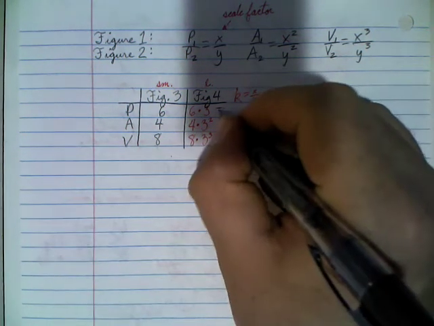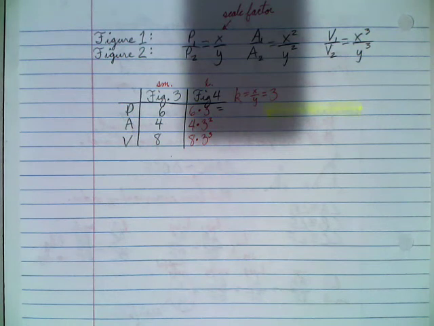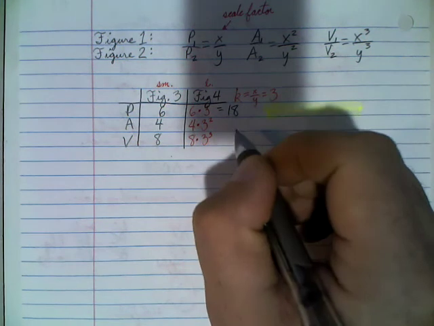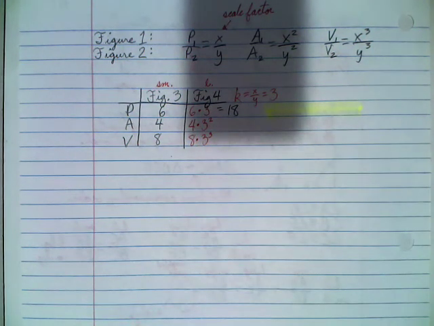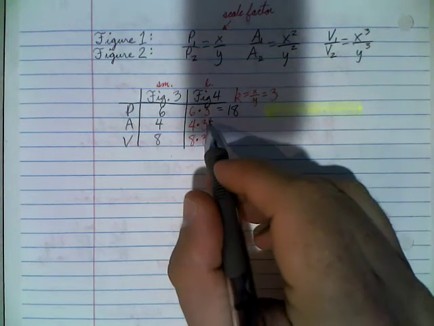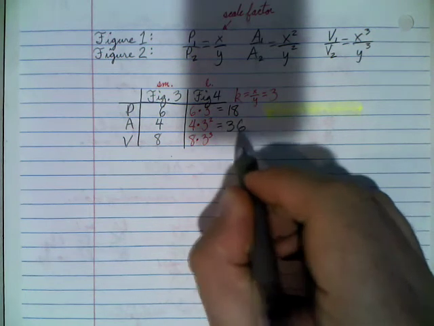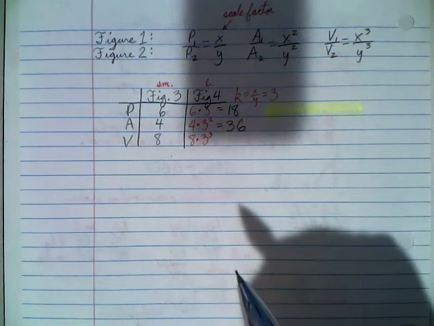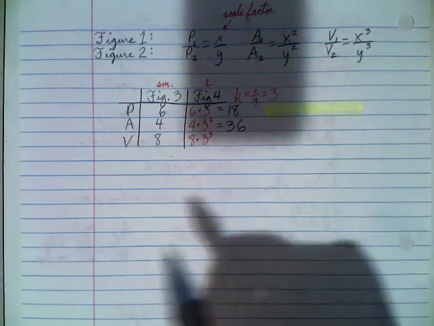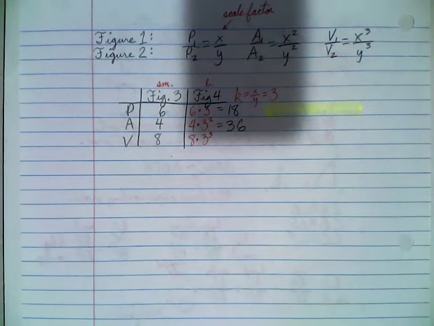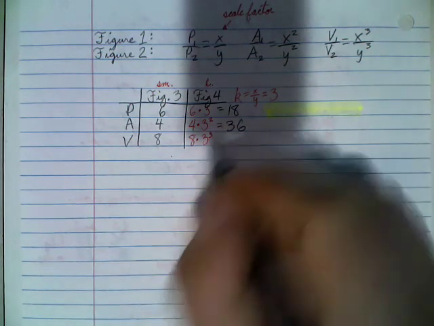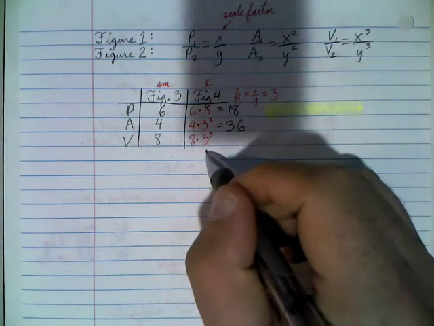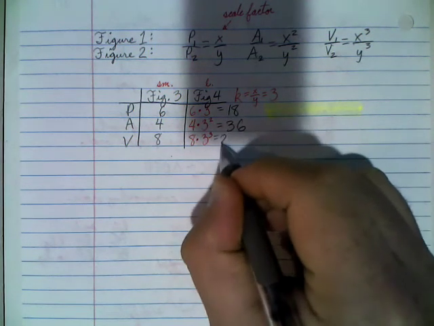So if we simplify this, if the perimeter of figure 3 is 6 and it undergoes a scale factor of 3, then its new perimeter will be 18. If its area used to be 4, but then it undergoes a scale factor of 3, its new area will be, well, 3 squared is 9 times 4 is 36. And then finally, if we start with 8 for the volume, scale factor 3 will mean that we're taking 3 cubed and multiplying it by 8. So 3 cubed is 27 times 8 is 216.